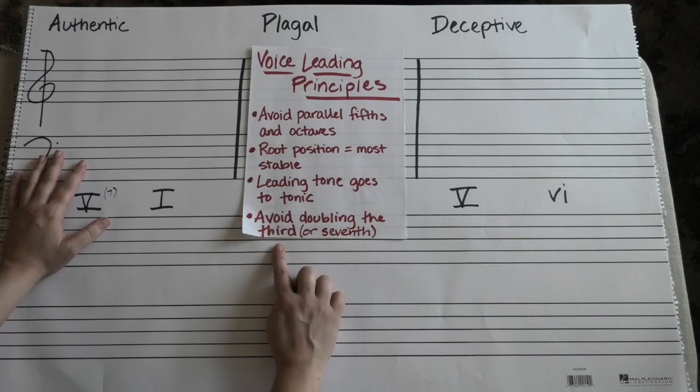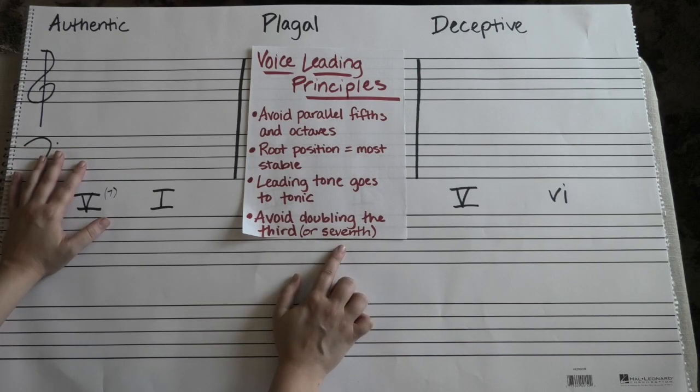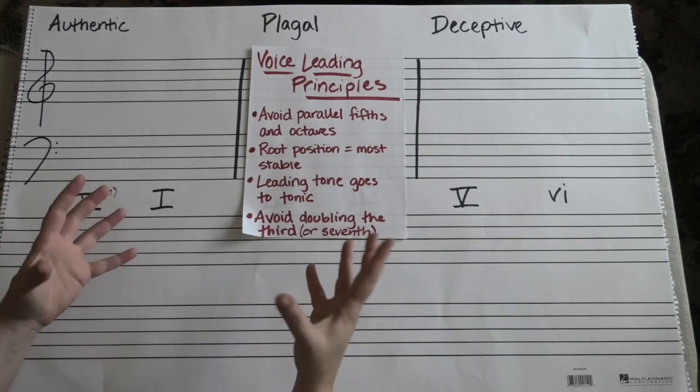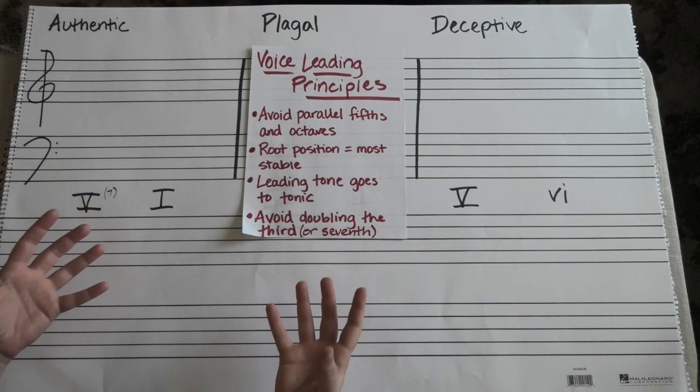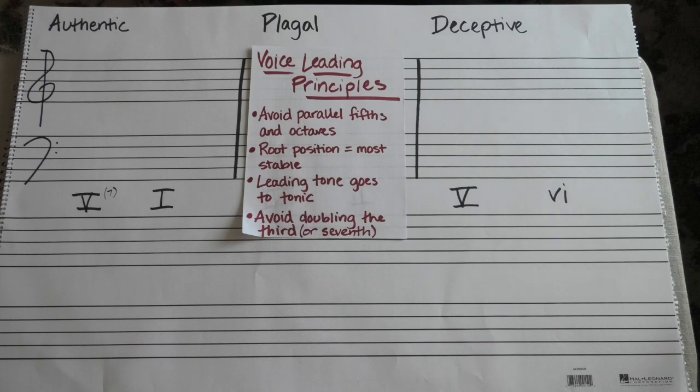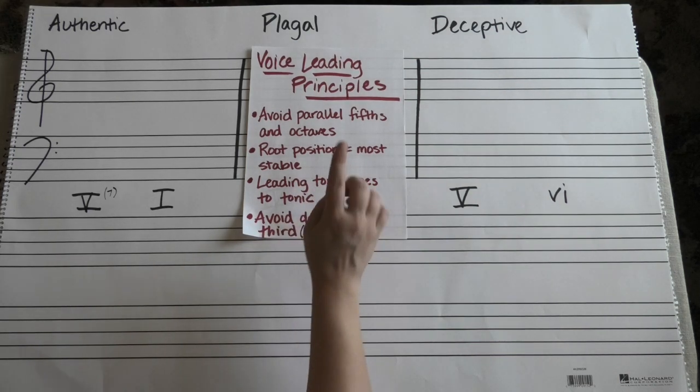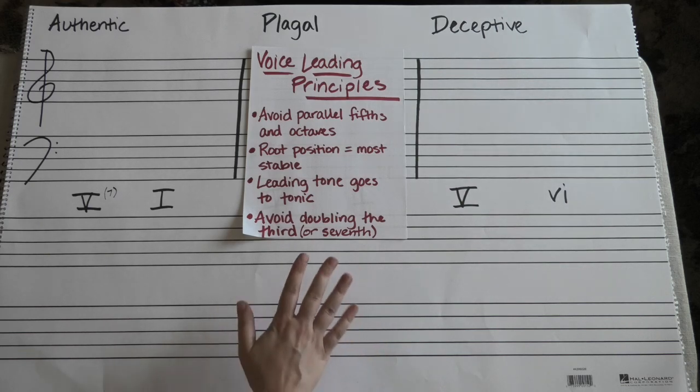If you avoid doubling the 3rd, and definitely avoid doubling the 7th. When you start doubling the 7th, the quality of the 7th changes. Its function changes. It just doesn't sound quite like you might hope. So these are principles. Notice I don't call them voice leading rules. Rules are made to be broken.